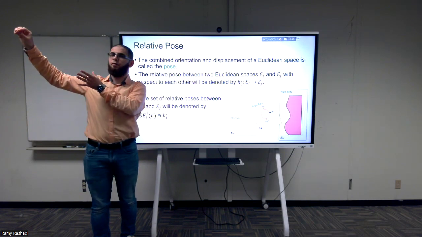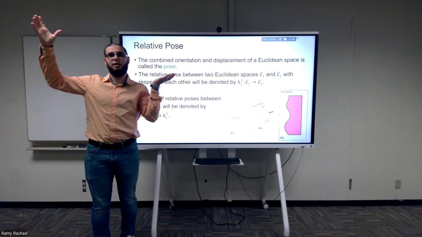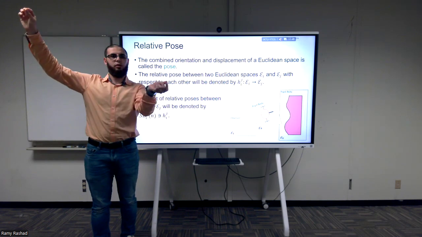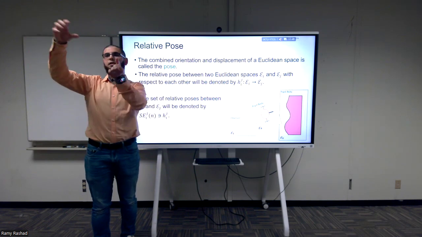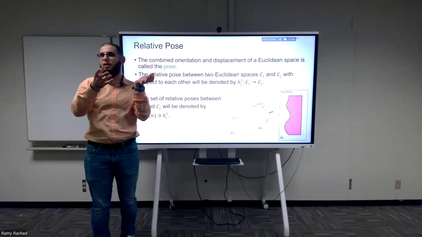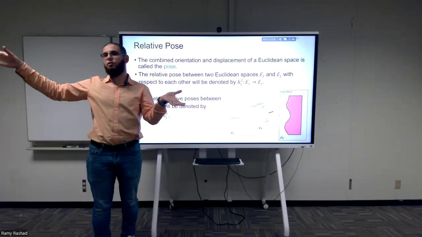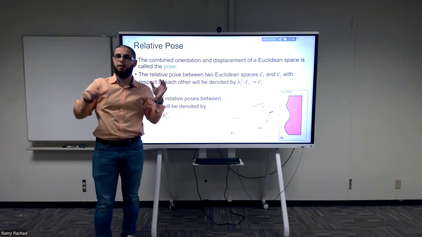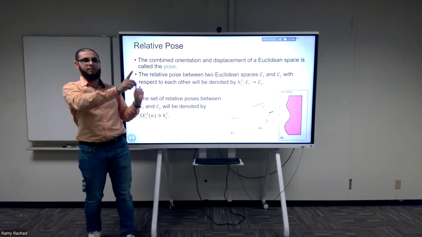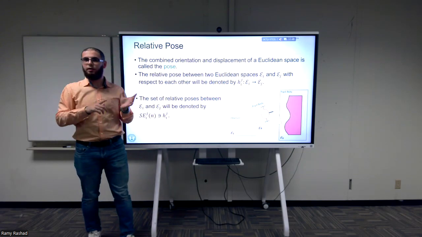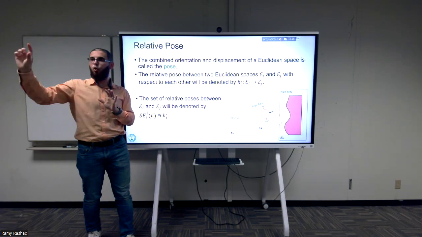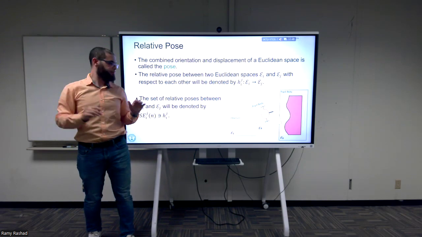What is the position of Earth by itself in space? Doesn't mean anything. With respect to the sun makes sense. What's the position of the sun by itself doesn't mean anything. The position of the sun with respect to its neighboring galaxies and so on makes sense. So you always need this notion of relative poses. You cannot talk about a pose of something by itself, abstractly.